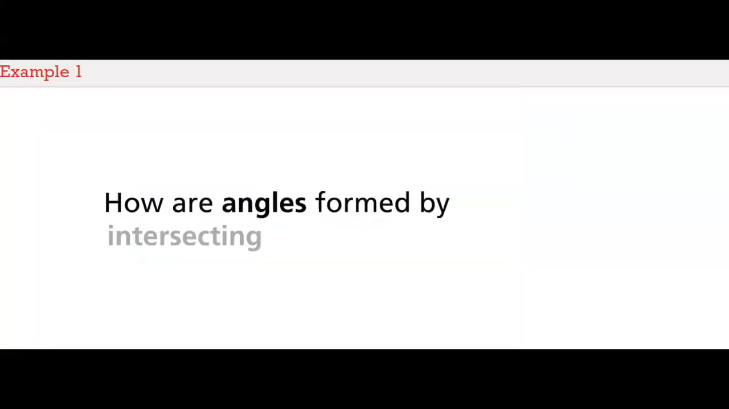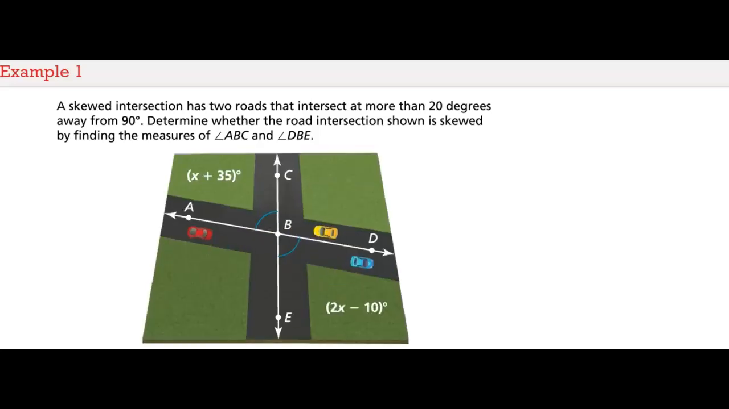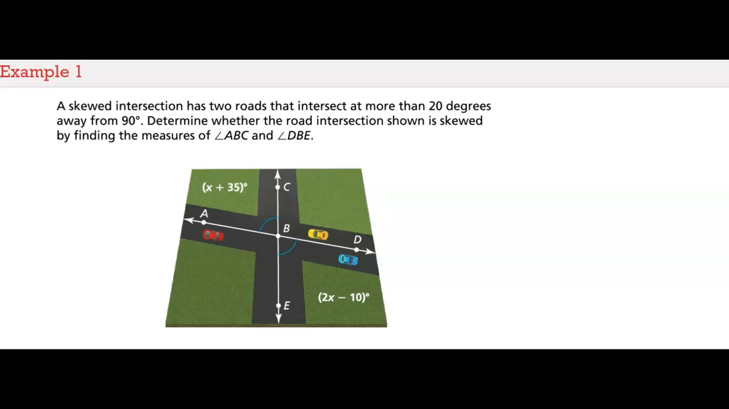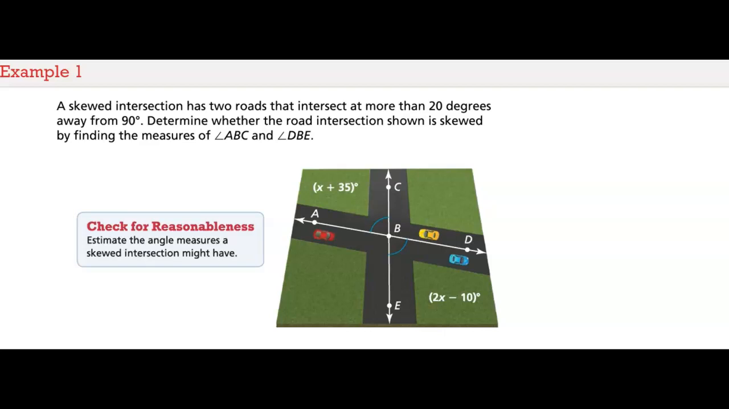How are the angles formed by intersecting lines related? Think about this question during the lesson. A skewed intersection has two roads that intersect at more than 20 degrees away from 90 degrees. Determine whether the road intersection shown is skewed by finding the measures of angle A, B, C, and angle D, B, E. Estimate the angle measures a skewed intersection might have.